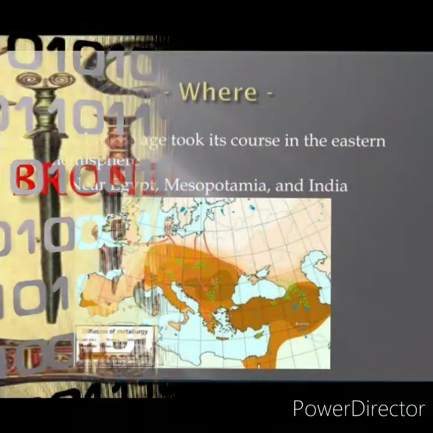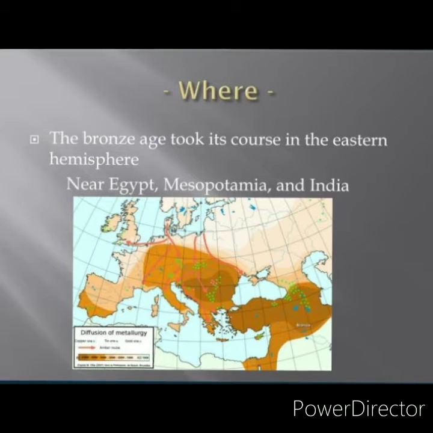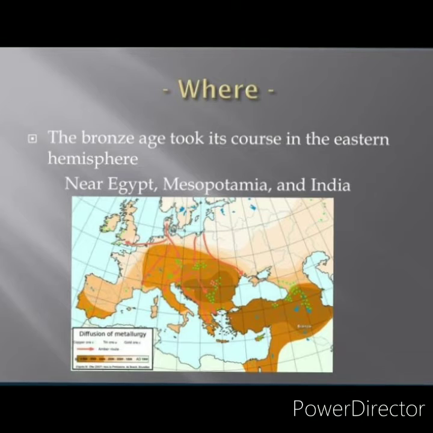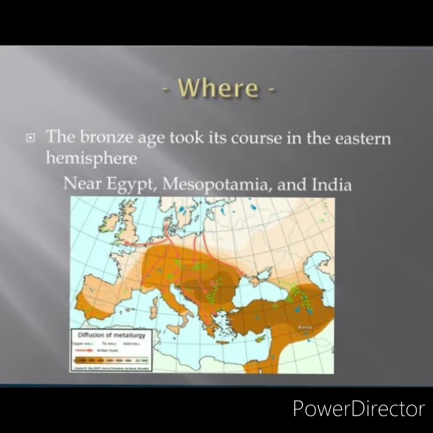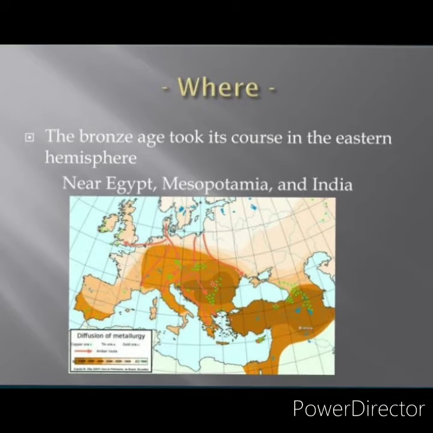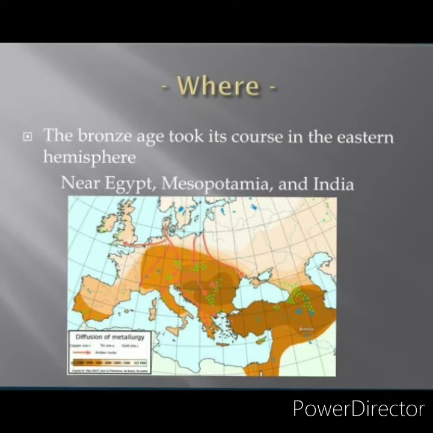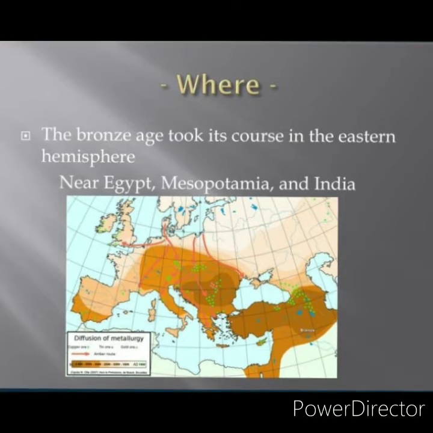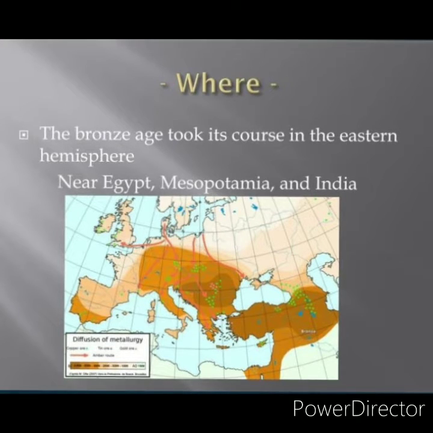So coming to the point, the Bronze Age took its course in the Eastern Hemisphere. Eastern Hemisphere means somewhere in the Middle East. To be more specific about the countries, it started in Egypt on the banks of the Nile River, from where the first civilization started. Then it came to the Indus Valley civilization when it started.